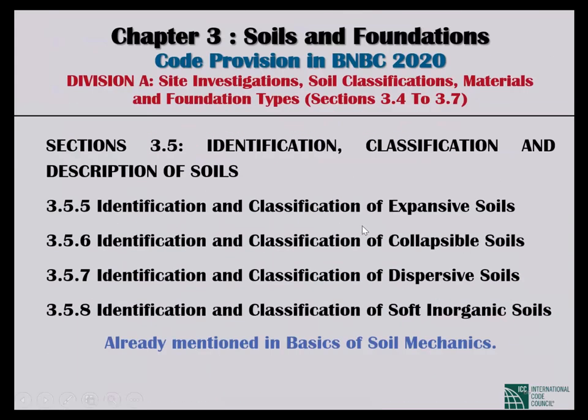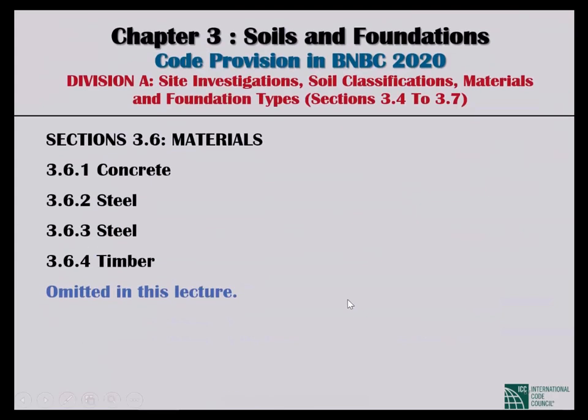Then identification and classification of expansive soil. You have to do some tests, which are shrinkage limit, linear shrinkage, swelling test and some other tests. From there, you could get it. Similarly, for collapsible soil, we have certain tests. Dispersive soil, we have certain tests. And soft inorganic soil, we have certain tests. These are straightforward. In section 3.6, we have materials. I don't want to discuss it over there. This is something like concrete, steel and timber. It is printed twice, don't worry.